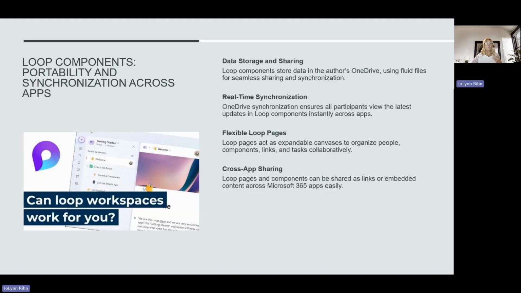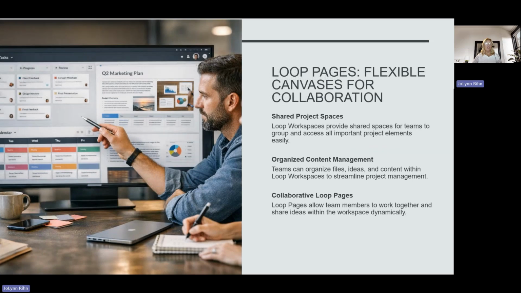So Loop components are portable. So when we talk about creating a table, a task list, etc. in Microsoft Loop, they are portable. When you update a task list in Teams, the same information is going to show everywhere else that component lives. So when it comes to using pages within Microsoft Loop, pages grow with the work. Leaders don't need to design a perfect structure on day one. Loop pages are going to evolve as priorities evolve.